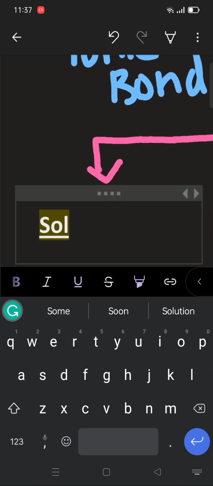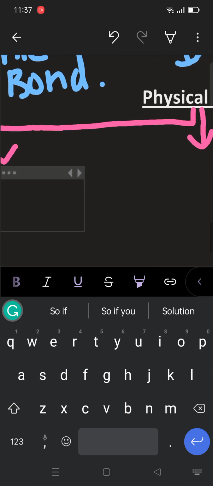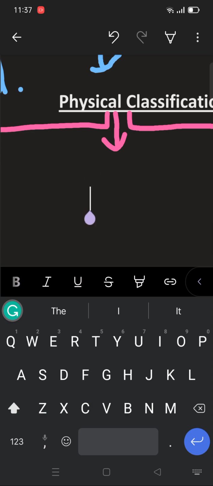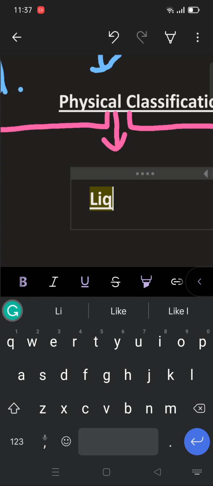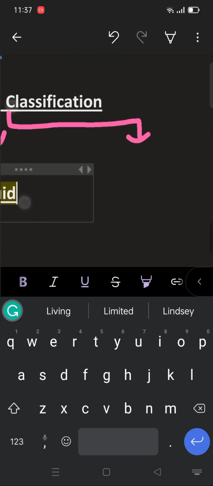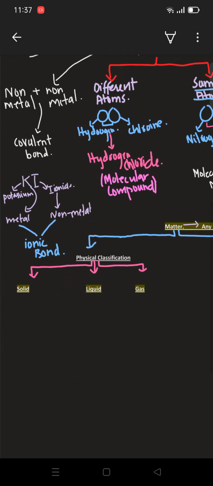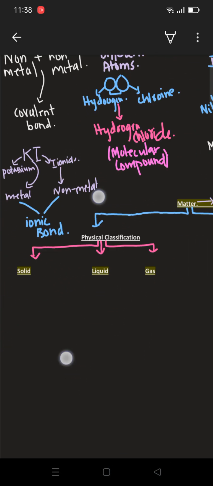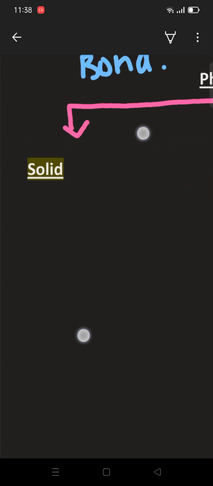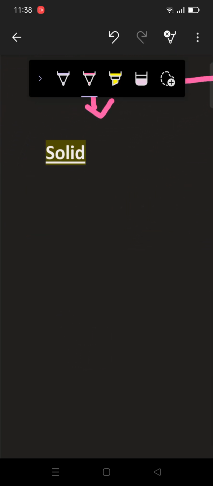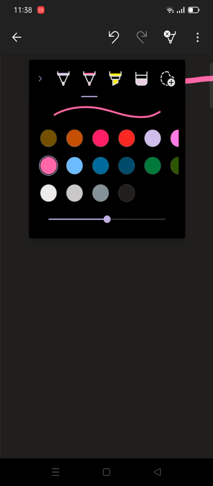The first one is solid. The second is liquid, and the third common state is gas. Now let's see the characteristics of these. Solid, we know, will have a definite shape and definite volume. So let's write this here.